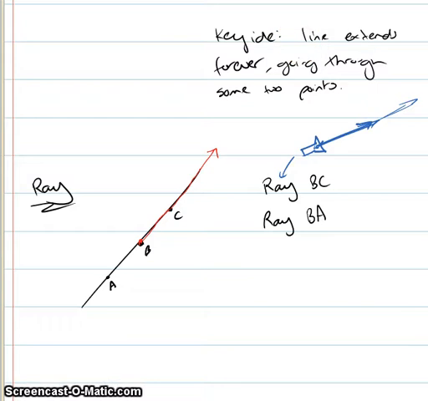So what does the ray BA look like? Well, it starts at B, goes through A, and then goes on forever in the other direction. The thing they have in common here is this point B, or the starting point, and we call that point the vertex. So really, you can think of a ray as part of a line. It doesn't go on forever in both directions, it just goes in one direction.